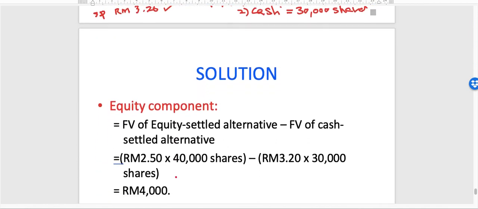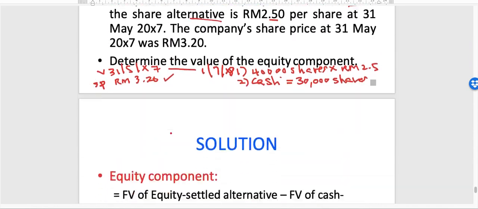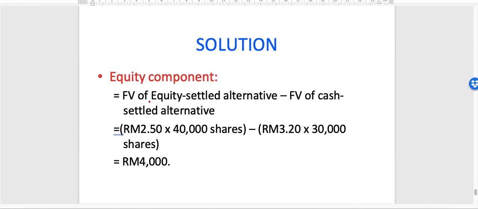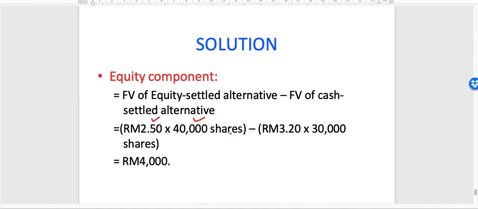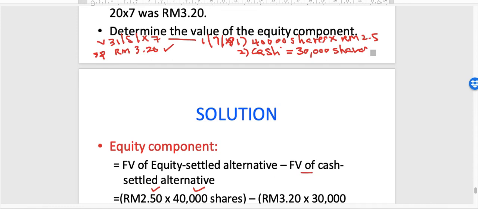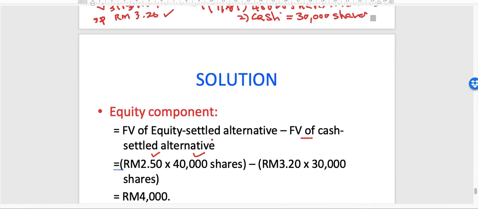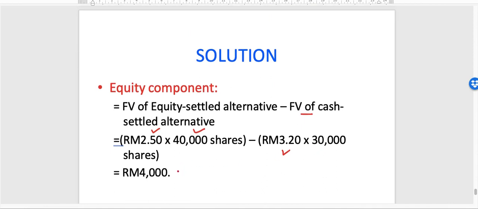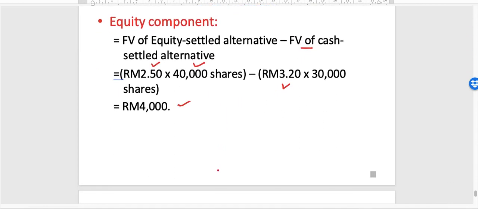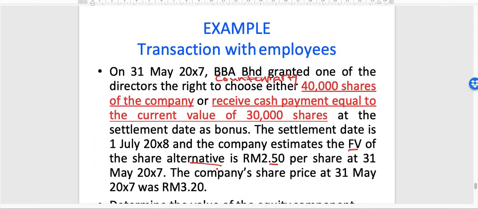So when you compute the equity component, this is the cash settlement. The fair value of the equity settled alternative is 2 ringgit 50 cents times 40,000. This one is given in the question, the 2.50 is for the share alternative. And then the fair value of the cash settled alternative will be 3 ringgit 20 cents. We take this price on the grant date, 3.20 times 30,000. So now the equity component is 4,000.